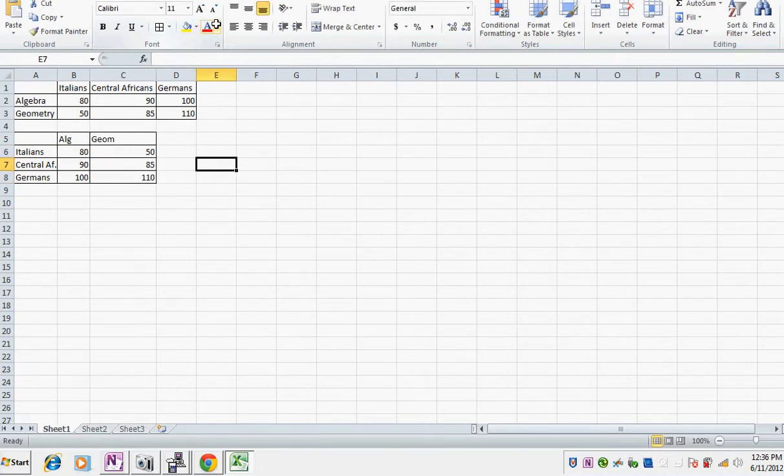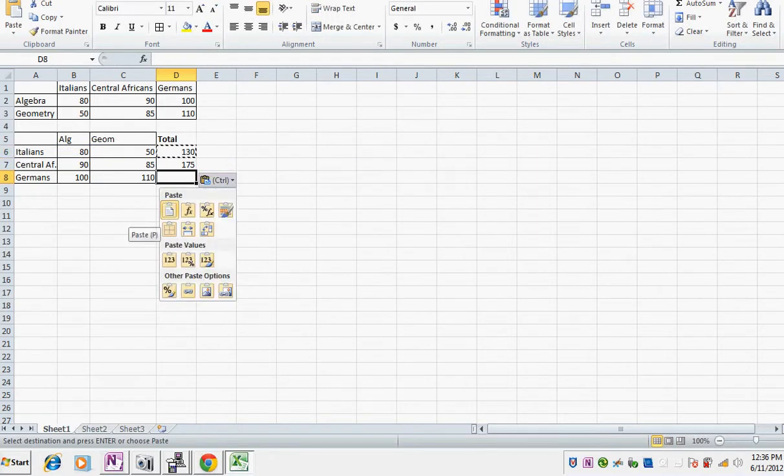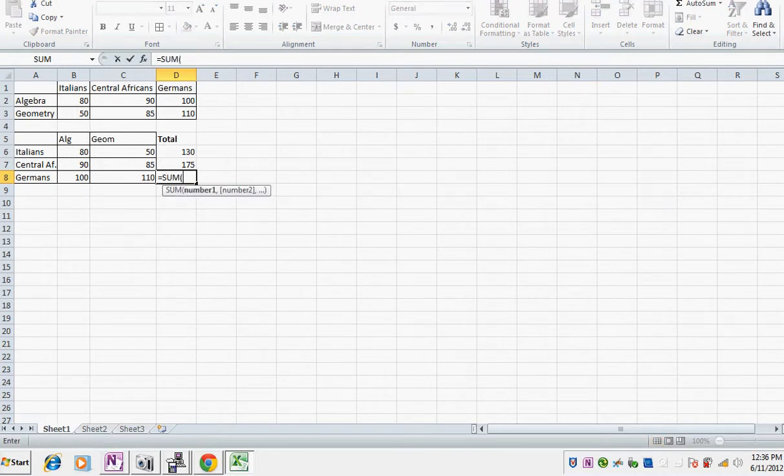I can say, how many Central Africans are taking geometry. Another thing to think about is you might want total columns as you create these things. This is a little divergent from what the general idea of this problem is, which I'll get to in a second. But you can do a sum formula and just add them up. You can also sum down to see how many Germans there are, or how many geometry students there are. Right, and so this can tell you a lot of information.